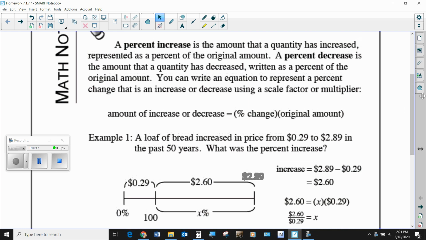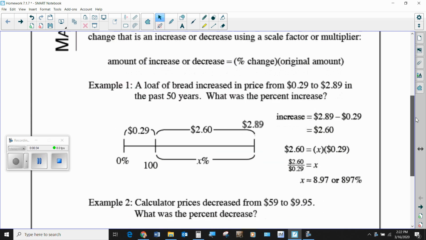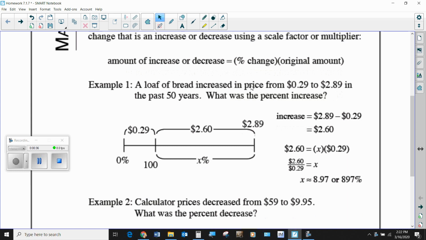When we were dealing with discounts and markups, or like sales tax or tips or anything like that, a discount is a percent decrease. And a tip on a dinner bill is a percent increase. And so the percent decrease is going to be figured out here. A loaf of bread increased in price from 29 cents to $2.89. It looks like it went up by $2.60.